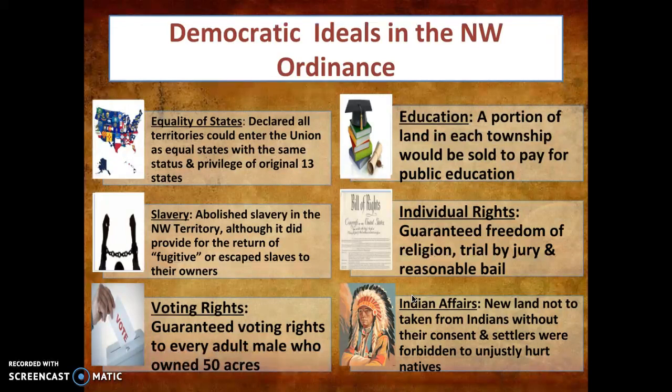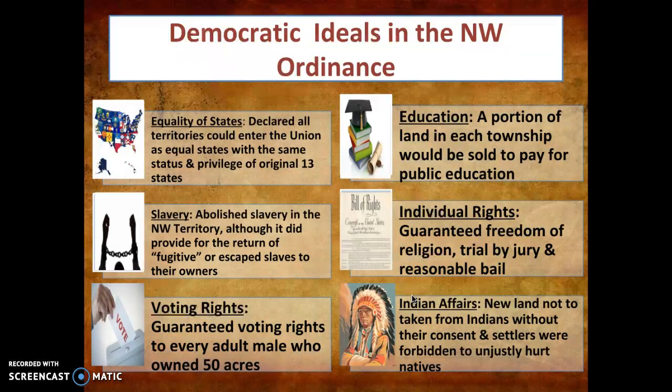It abolished slavery in the Northwest Territory, even though they did uphold the fugitive slave law. It did abolish slavery, so we did adopt this into the Constitution and Bill of Rights in the 13th Amendment. It established voting rights. Again, it addressed the issue of education. Many individual rights were granted, including freedom of religion, trial by jury, and reasonable bail. And it did address Indian affairs.